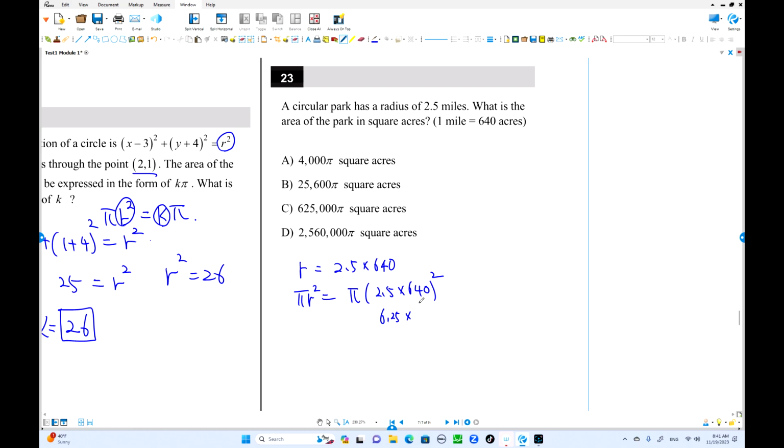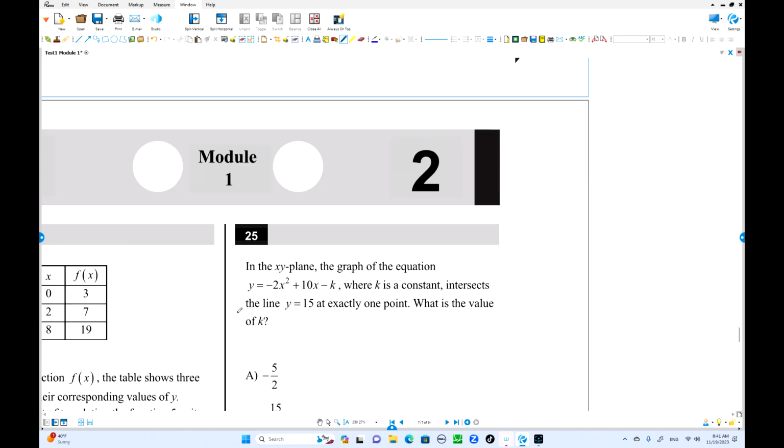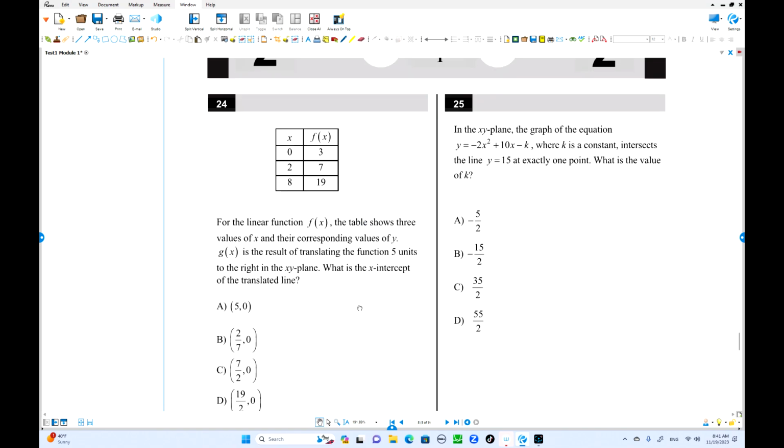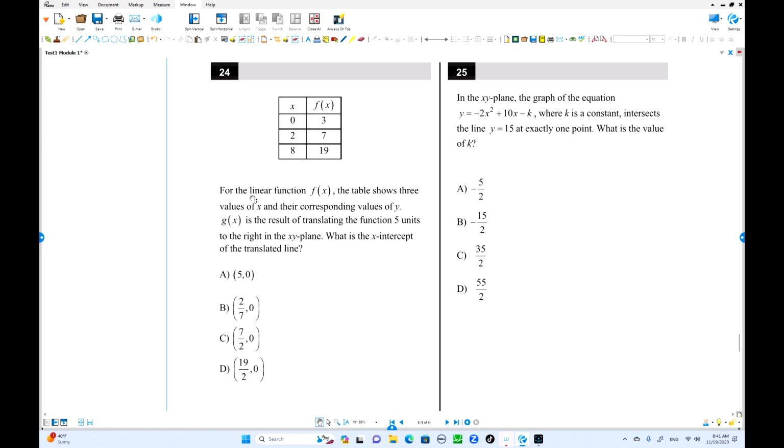256.40 over here. Choice D is the answer, okay? All right. This is 24. This is the linear. It's at the linear, right? Constant slope. But there was some translation, okay? The result of translating the function 5 units to the right. If we have this point move to the right here, right? Plus 5. Maybe you can check out a new function over here.